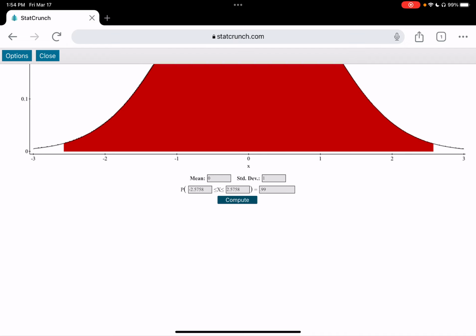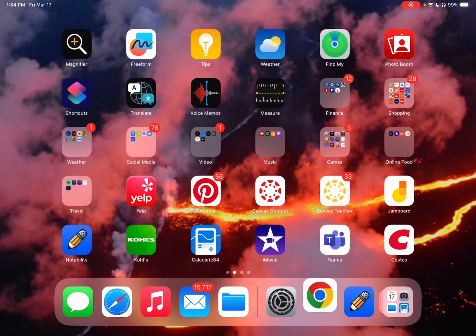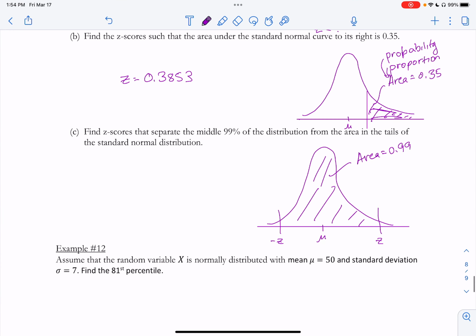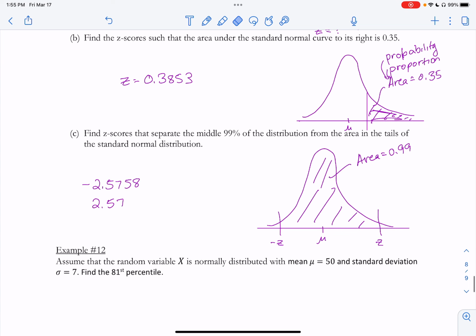What we find there is I get -2.5758 and positive 2.5758. It makes sense, they're the same. It's a symmetric distribution, so it's equally laid out. So my z is between -2.5758 and positive 2.5758.